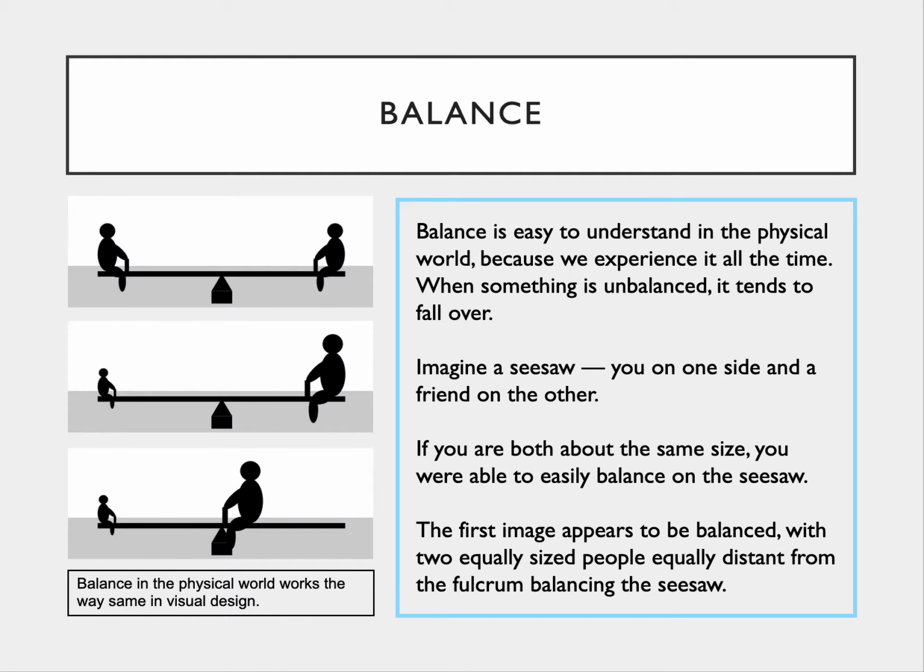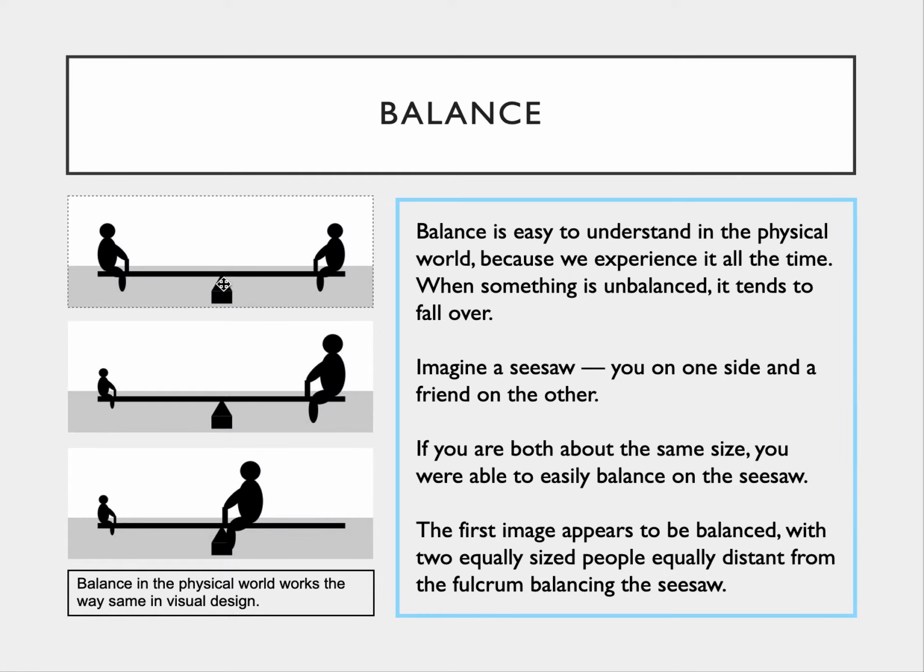Balance in the physical world works exactly the same way in visual design. So on the top, the seesaw, they are equally weighted, therefore equally balanced. What happens when we allow physics to play out? They're going to balance. Neither one, unless they start jumping, right? And then they start jumping and they still teeter back and forth. We have symmetry that is maintained about the fulcrum, and this is the fulcrum.